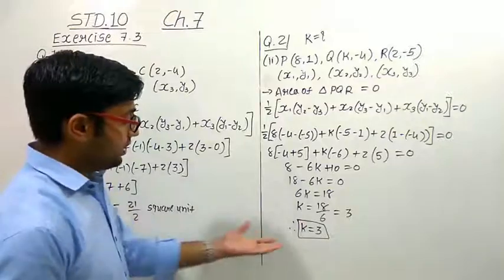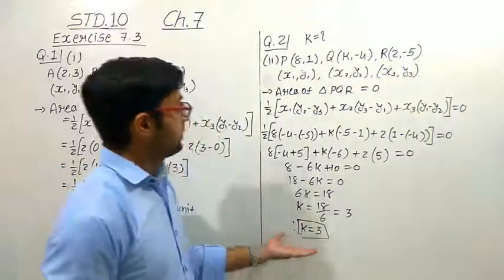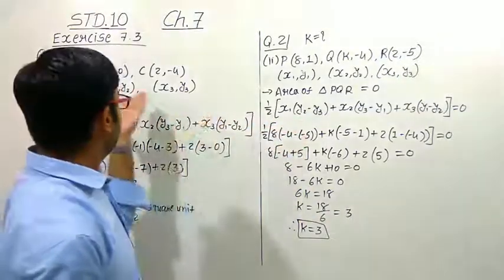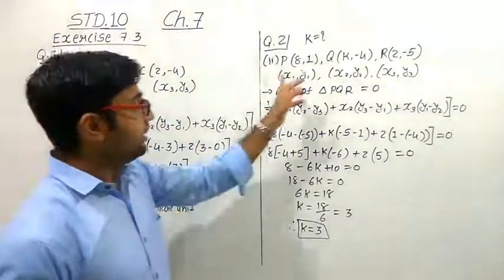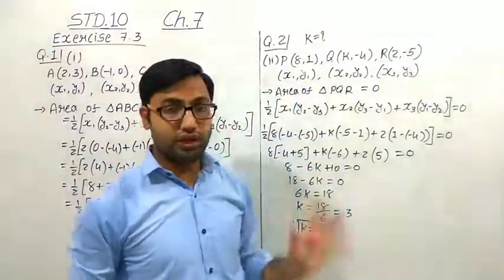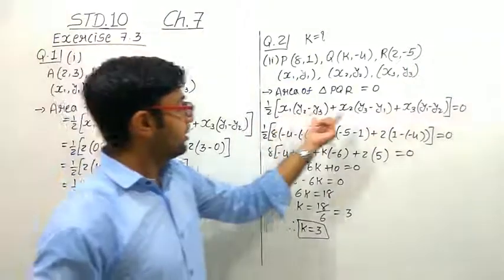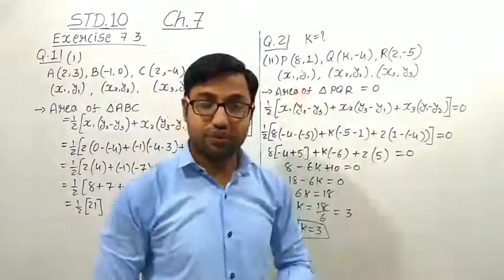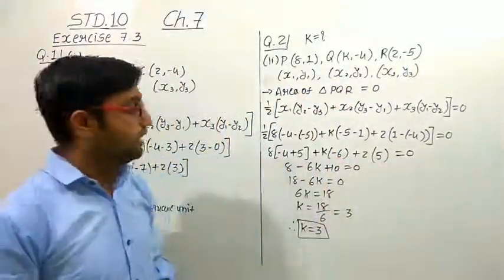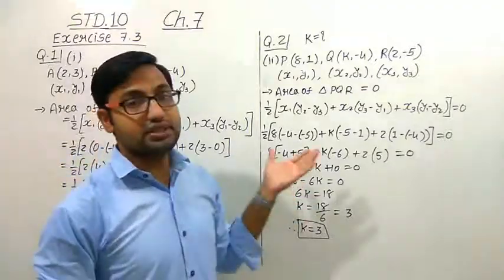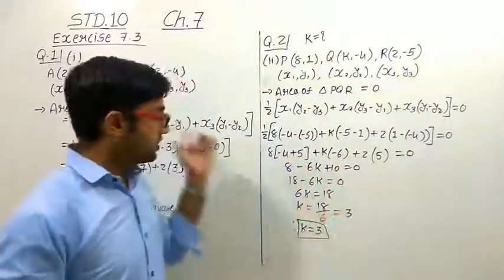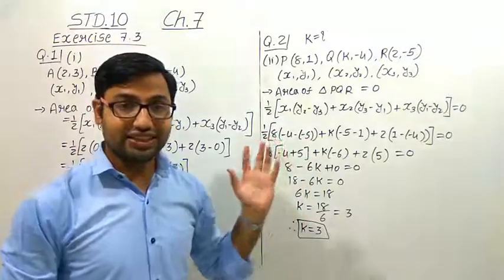Okay? So this is how we can find the value of k, by using the area of the triangle. Here we are given that all the points are collinear, so we can take the area of the triangle equal to 0. That concept we have to use here. In this way you can now solve this type of questions. So this is all about this lecture. Thank you.